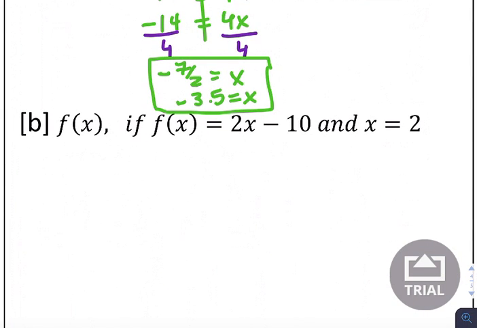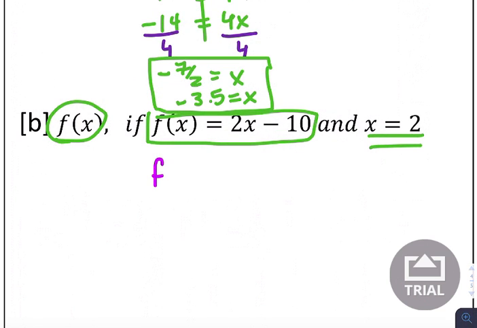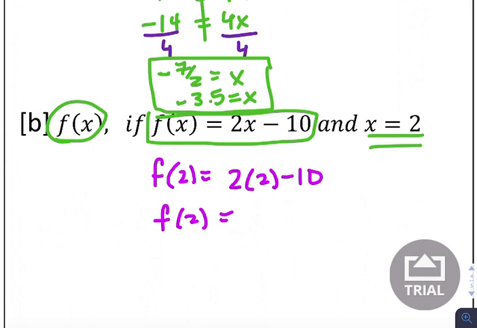Here we have to do some evaluating. So we defined f of x. If f of x is defined by this function, and we have the input value of 2, we can rewrite this as f of 2, meaning that we replace all the x's with a 2. Now f of 2 is the same thing as 2 times 2 minus 10. So that'd be 4 minus 10, meaning f, when we replace x with a 2, is equal to negative 6.